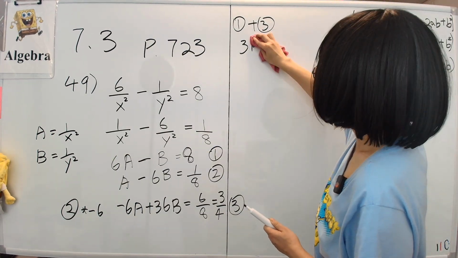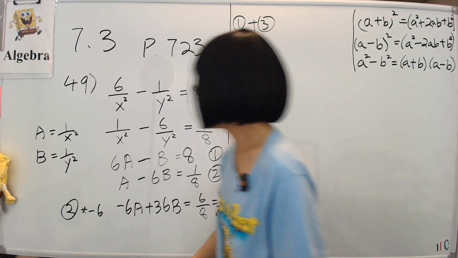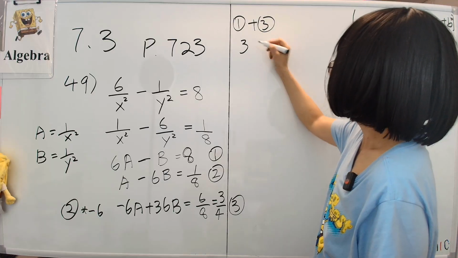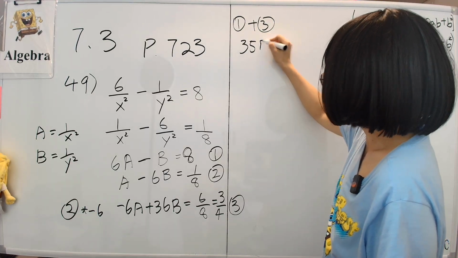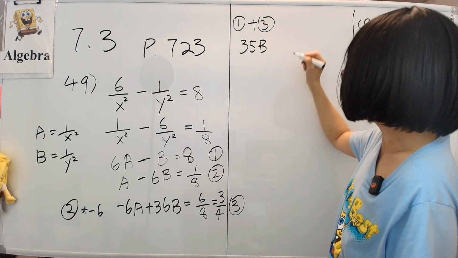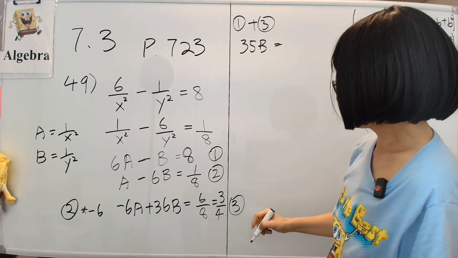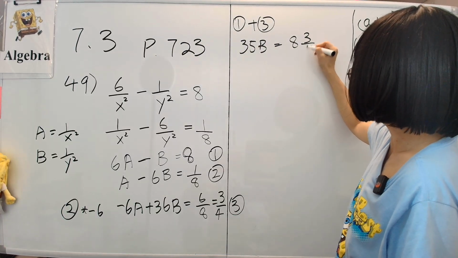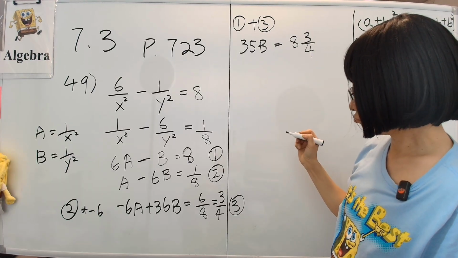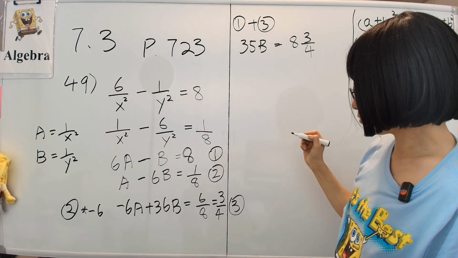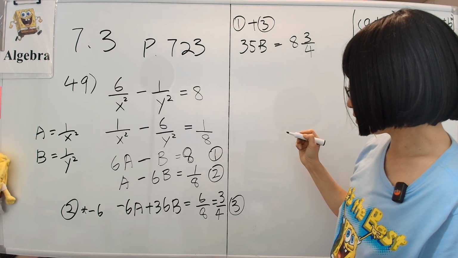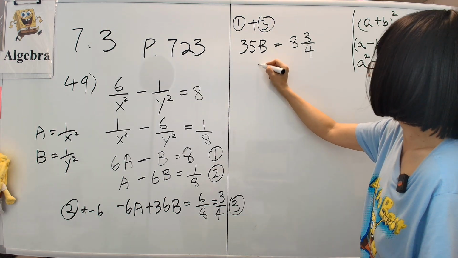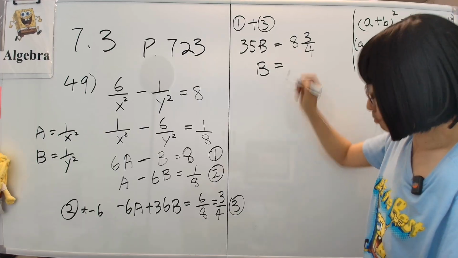35b equals to 8 3/4. Okay, we'll write it this way for now. 8 3/4. Yeah, I think so. All right. So then b then equals to, let's pull out the calculator.